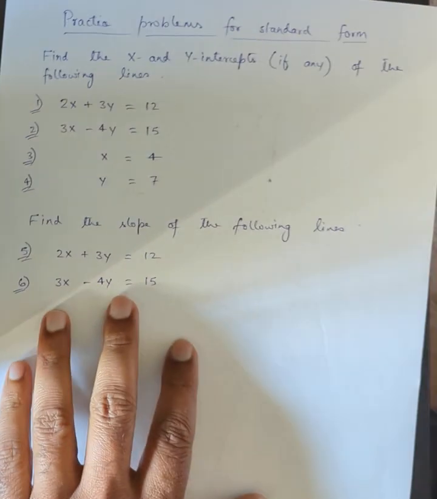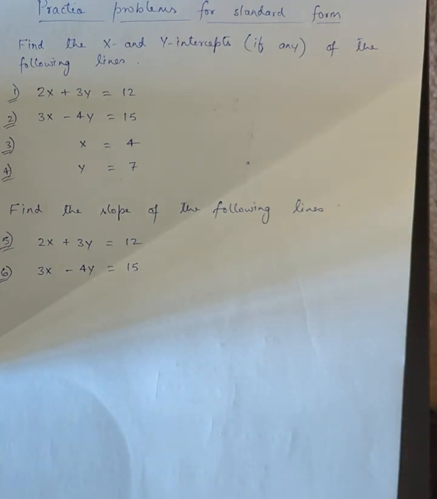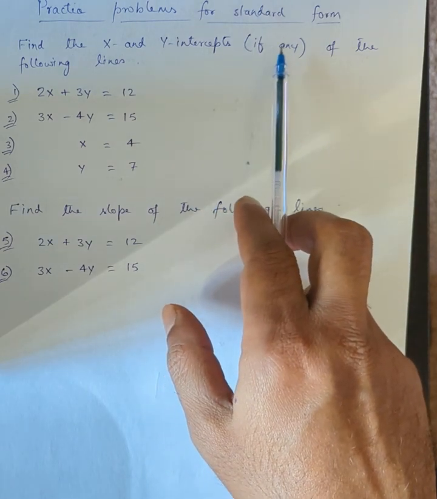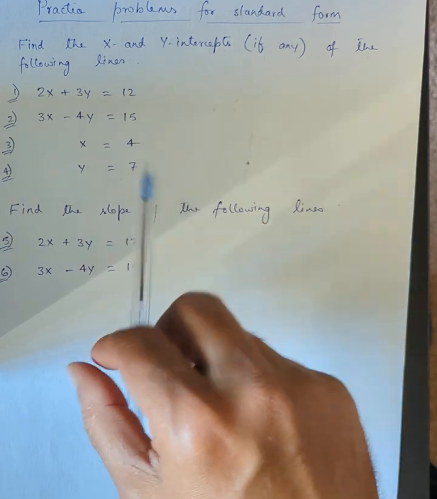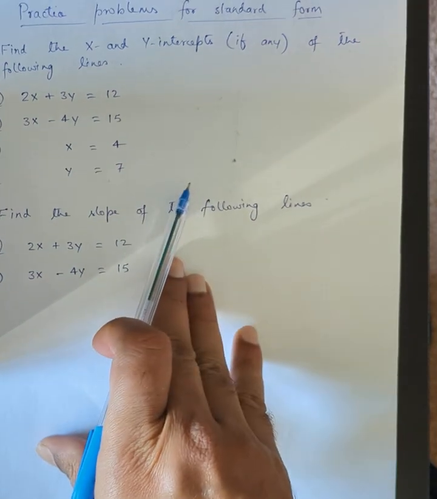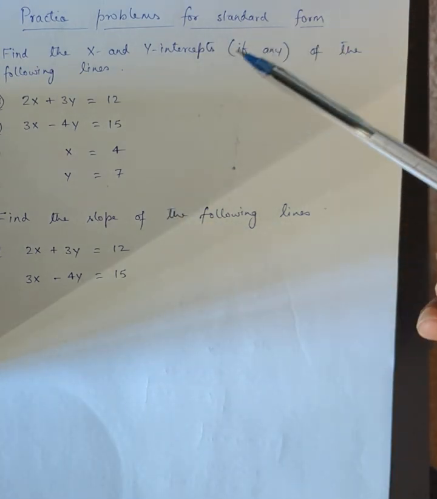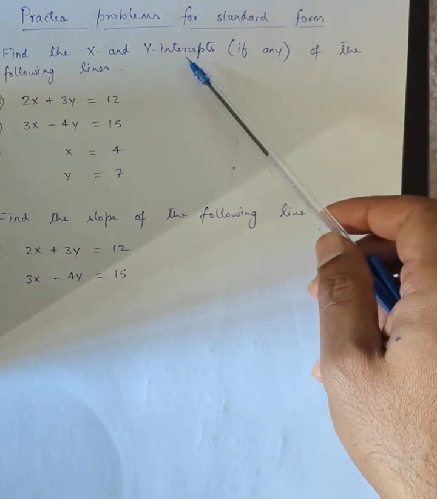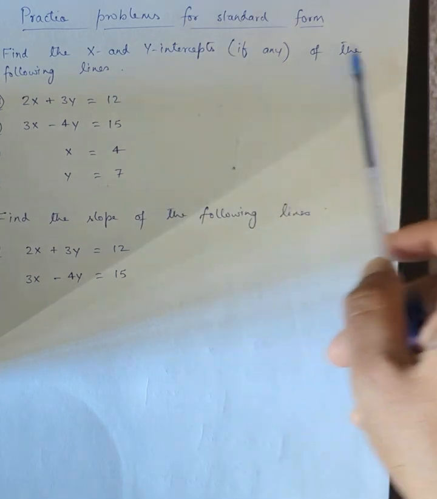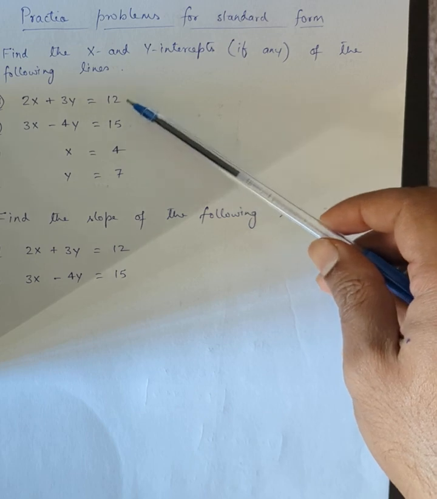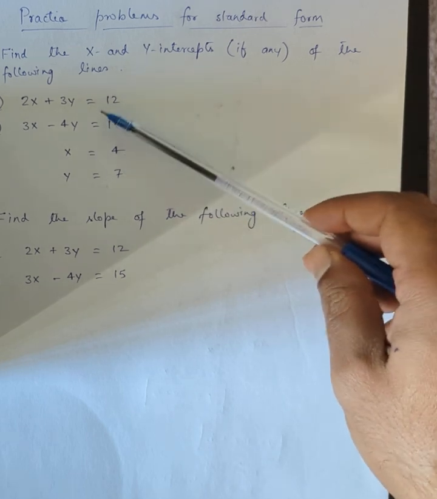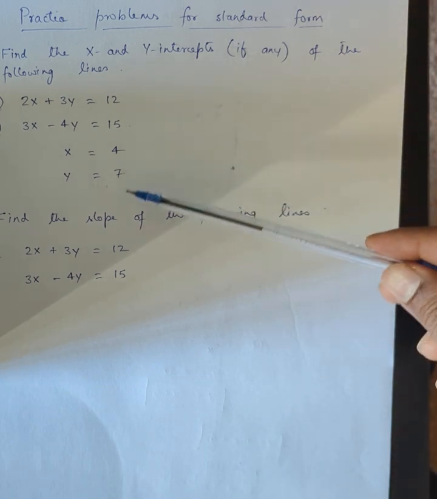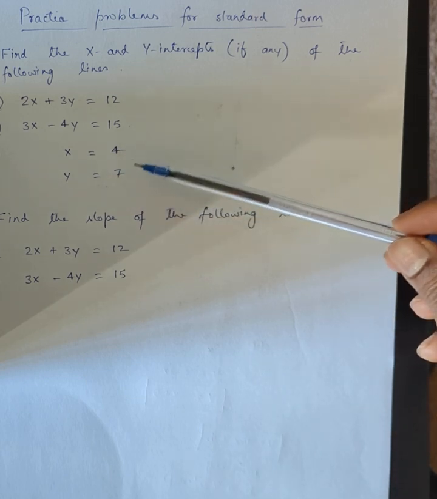So the practice problems for standard form are here. Find the x and y intercepts, if any. Remember, you may not have one of the intercepts. If the line is parallel to the y-axis, like we saw, x equals pi is a vertical line. It's not going to meet the y-axis, which means there won't be any y-intercept for that line. So I'm saying find the x and y-intercepts, if any, of the following lines. To find x-intercept, you plug y equal to 0. To find y-intercept, you plug x equal to 0. And sometimes you may not have one of the intercepts.